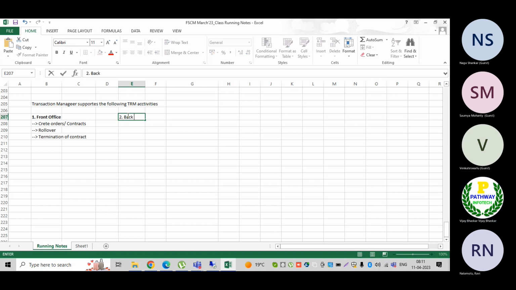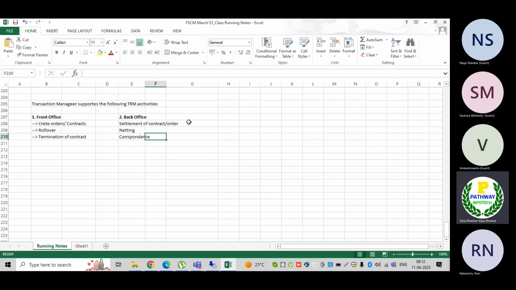Then the second one is the back office. What exactly does the back office do? Now I have created the contract. For each and every contract, the settlement needs to be done: settlement of contract or settlement of orders. Then netting. Netting is also one of the features which we will discuss. Then back office netting, in case of configuration of letters. Now the generation of the correspondence.